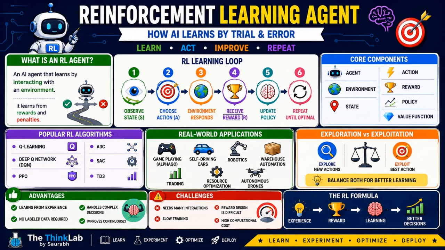Reinforcement learning is a type of machine learning. Instead of learning from labeled data, an AI learns by interacting with its own environment. The agent performs an action, and the environment gives feedback. If the action is good, the agent receives a reward. If the action is bad, it receives a penalty or a lower reward. Over time, the agent learns which actions produce the highest reward. This is exactly how humans learn many skills.